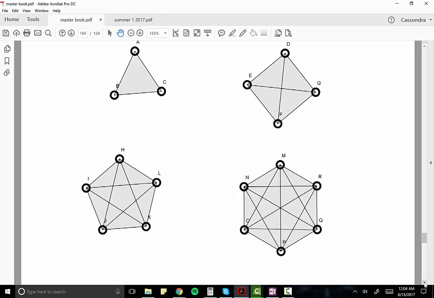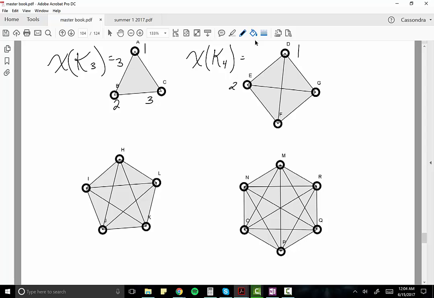Let's look at complete graphs. We know that a K3 is 3. We've already done it. I'm just going to go ahead and use numbers. 1, 2, 3. Let's look at a K4. The chi of K4 is, I got to use numbers. 1, none of the vertices connecting to vertex D can be 1, so E has to be 2. Vertex F cannot be a 1 or a 2, so it needs to be a 3. Vertex G cannot be a 1, a 2, or a 3, so it needs to be a 4.